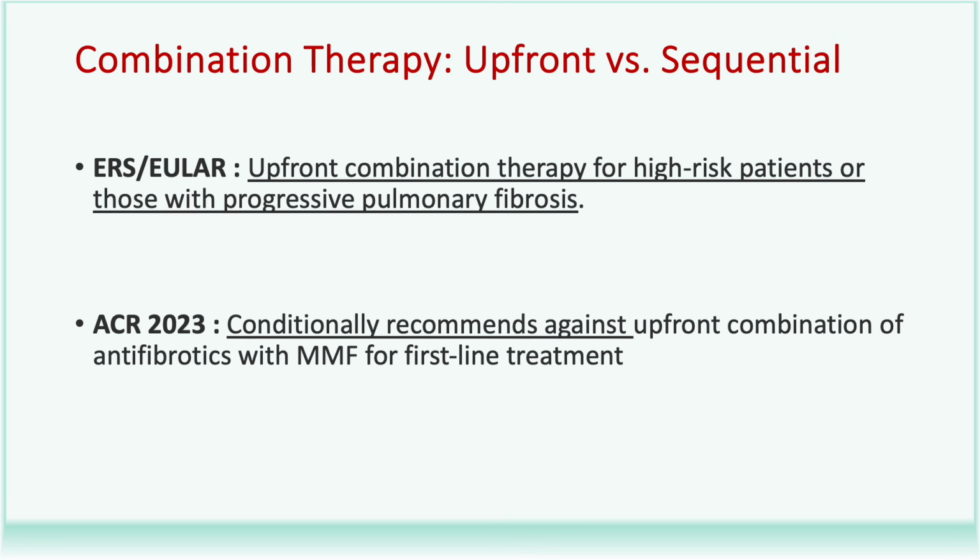With that, combination therapy, upfront or sequential, has been a major point of divergence from the 2023 guidelines. The 2023 guidelines were more conservative. They conditionally recommended not doing upfront combination of antifibrotics with MMF as a first line. But the ERS EULAR are more permissive of upfront combination therapy when you're dealing with high risk patients and those with progressive pulmonary fibrosis. So, EULAR is a little more permissive, and you can do that when you know your patient is going to worsen.